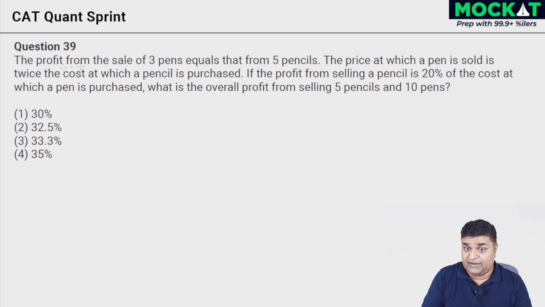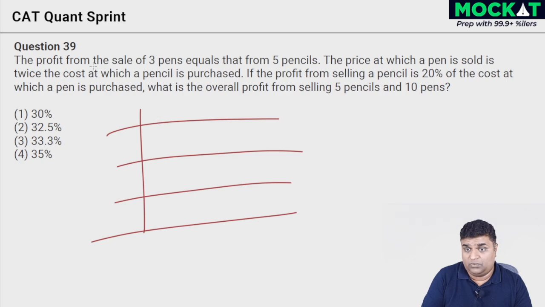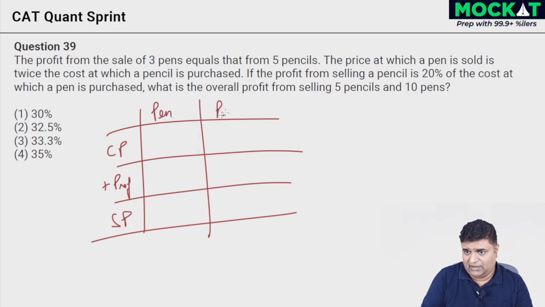On to question 39. The profit from the sale of 3 pens equals that from 5 pencils. The price at which a pen is sold is twice the cost at which a pencil is purchased. If the profit from selling a pencil is 20% the cost, there's no absolute value over here, right? It's very difficult to solve this unless you form a table. And we know that it's going to be CP plus profit equals SP for 1 pen and 1 pencil.